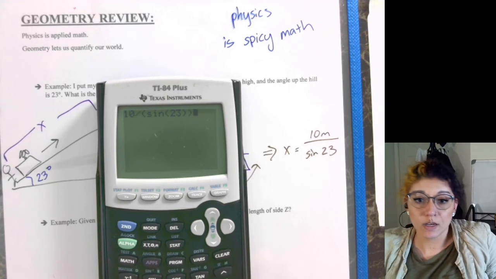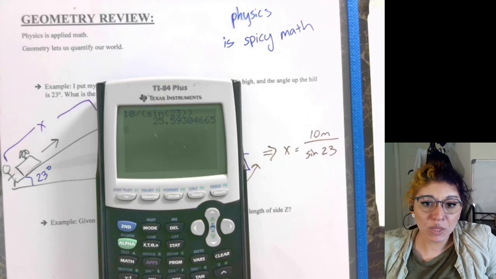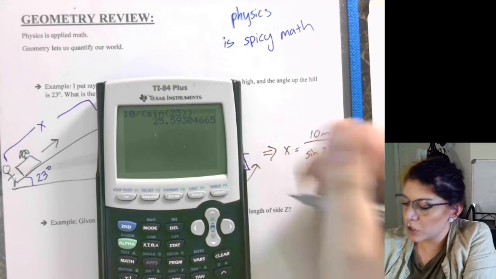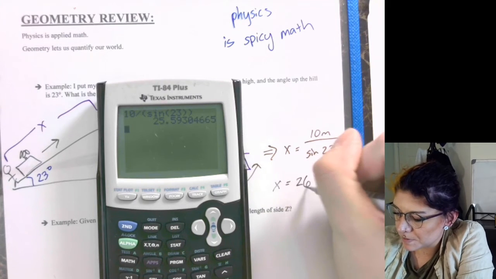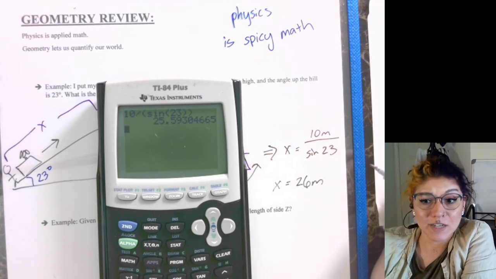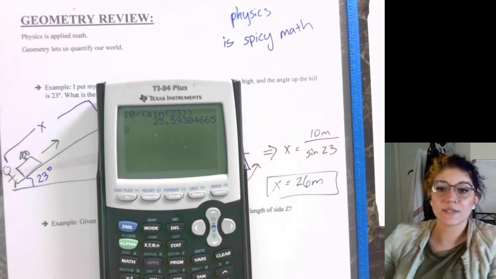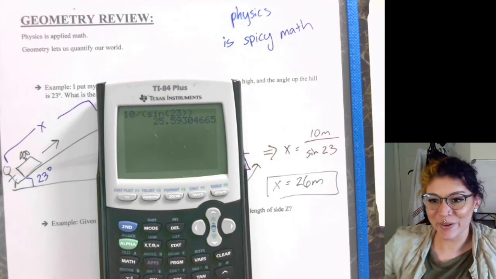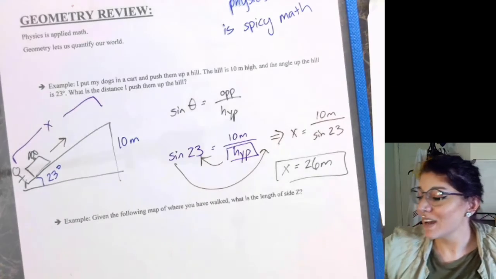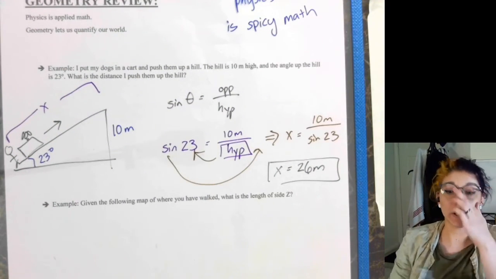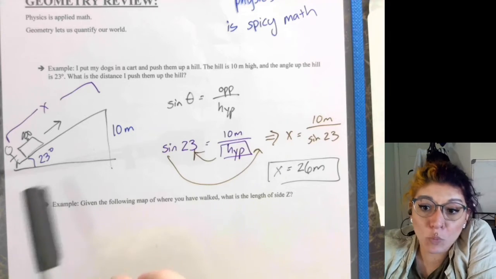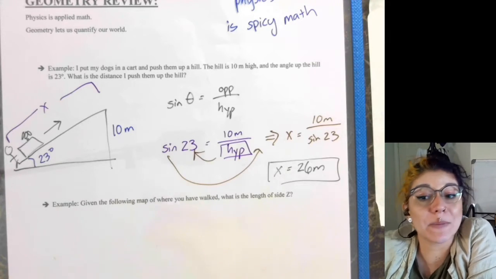Okay? So I'm going to put that in my calculator, and I get that I pushed them approximately 26 meters. See how I rounded it? And it was fine, right? Approximately 26 meters. Push my dogs a long time. So these are the functions that you need to feel comfortable working with. Basically figuring out where's the angle perspective, what am I being asked for?